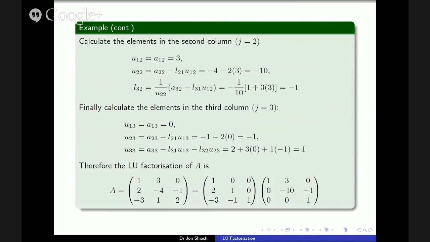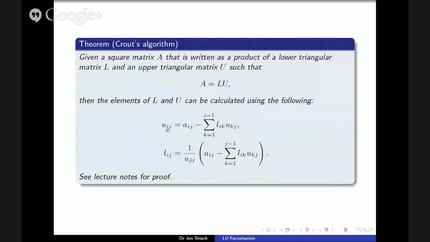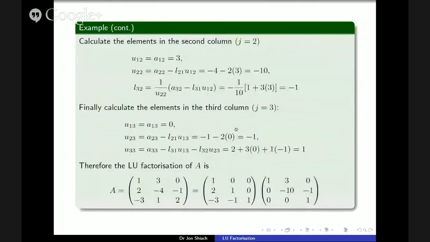Second column. The top row of U is simply the top row of A, so U12 is just 3. Okay, U22. I'm going to have to go back to the equation here. This time i is 2, j is 2. So I've got A22 minus, and we have a single term in the summation, so k is going to be 1. So it's L21 times U12, that's 2 and 3. So A22 gives me minus 10.